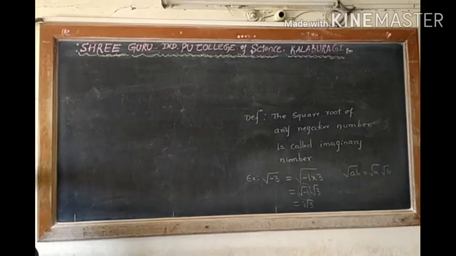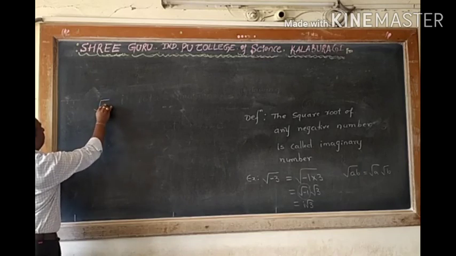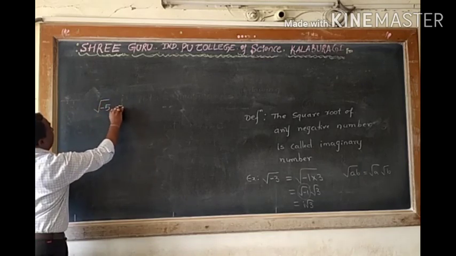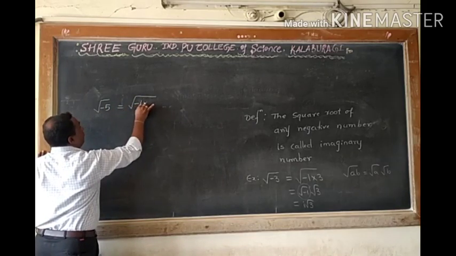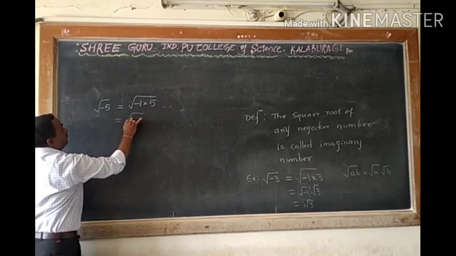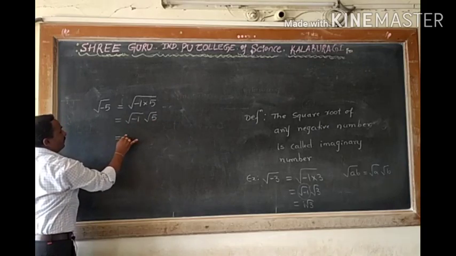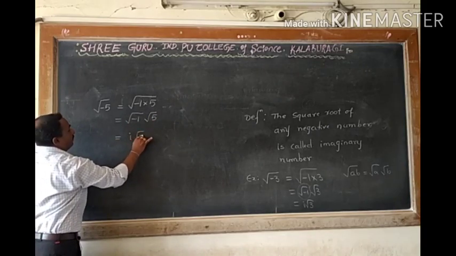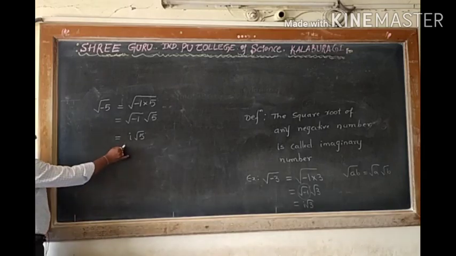Suppose root of -5 is there. This can be written as root of -1 into 5. Separate negative and positive: root of -1, root of 5. Root of -1 is i, so i root 5. If it is a quadratic, plus or minus. Understood? This is an example of where i exists.